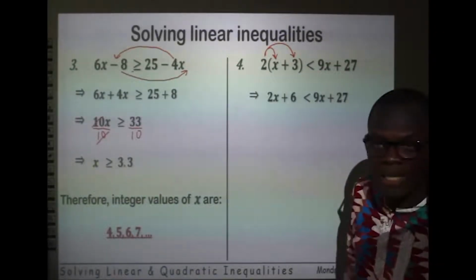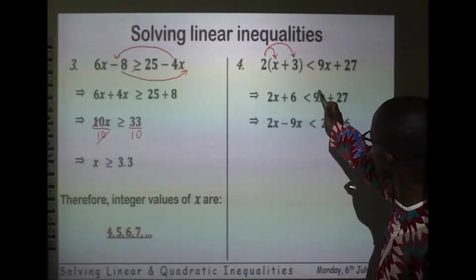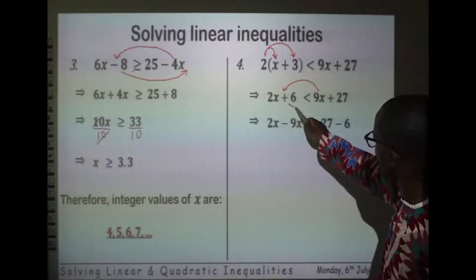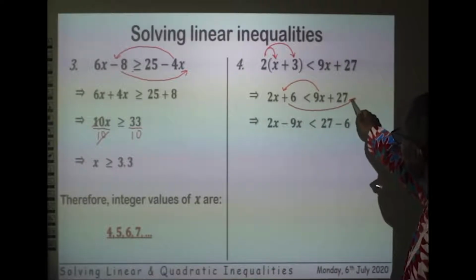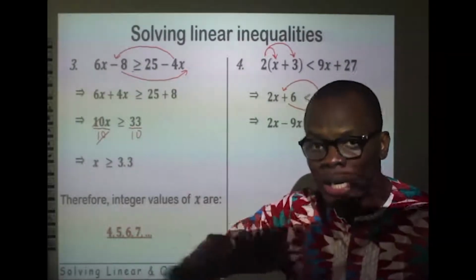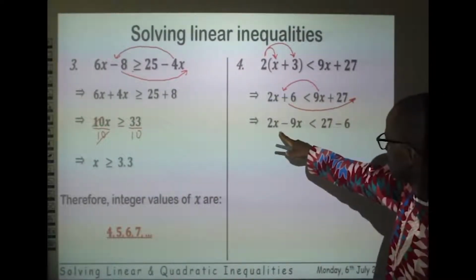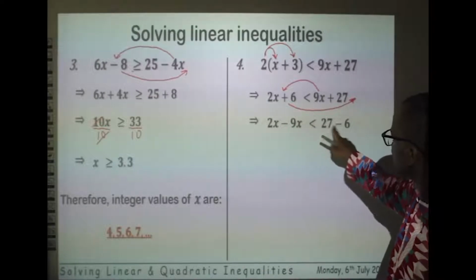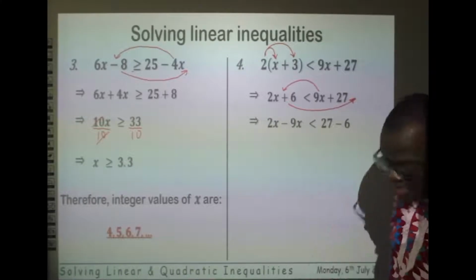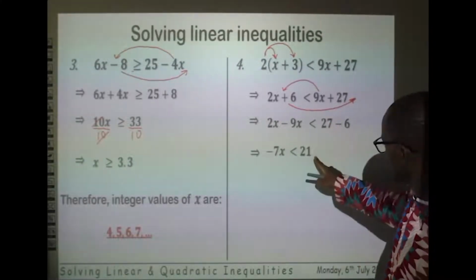Again, what do you do? Collect like terms. You move the 9x from the right hand side to the left hand side, and then move the plus 6 from the left hand side to the right hand side. Being mindful of the fact that the signs will change. Don't forget that. Alright, so you have 2x minus 9x is less than 27 minus 6. Okay, 2x minus 9x gives you what? Minus 7x is less than 27 minus 6 gives you 21.